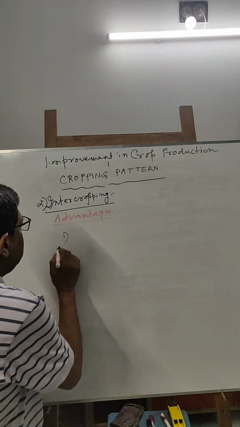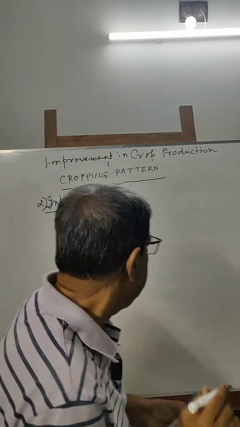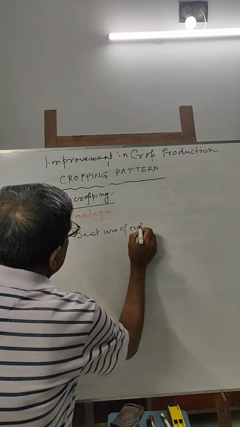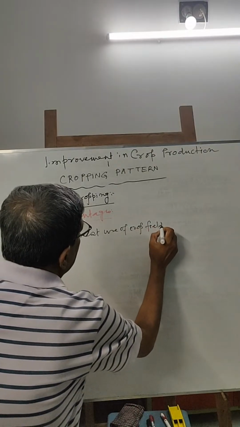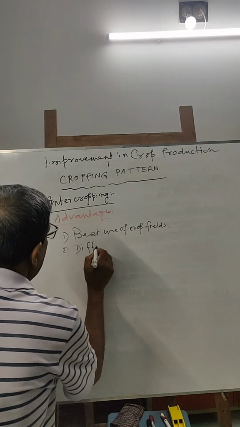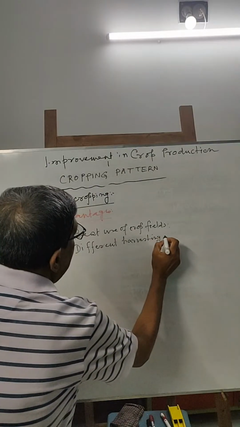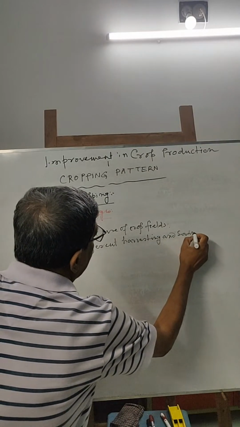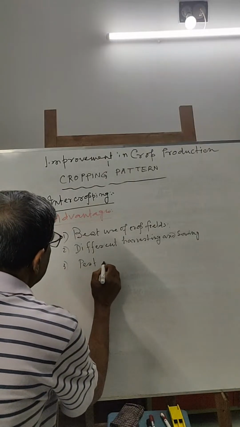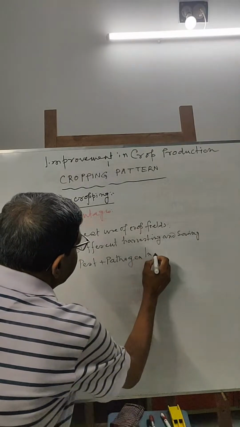Best use of crop field. Number two, different harvesting and sowing. Number three, pest plus pathogen infestation, minimum.